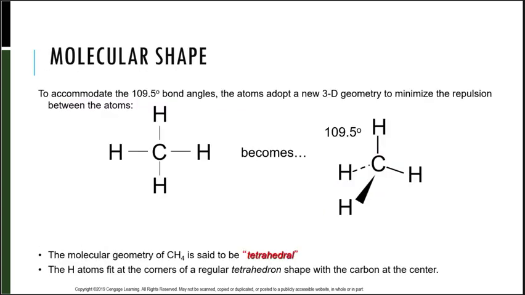So to accommodate the 109.5 bond angles, the atoms adopt a new 3D geometry to minimize the repulsion between atoms, and we call this structure a tetrahedral shape. The hydrogen atoms fit at the corners of a regular tetrahedron shape with the carbon at the center.